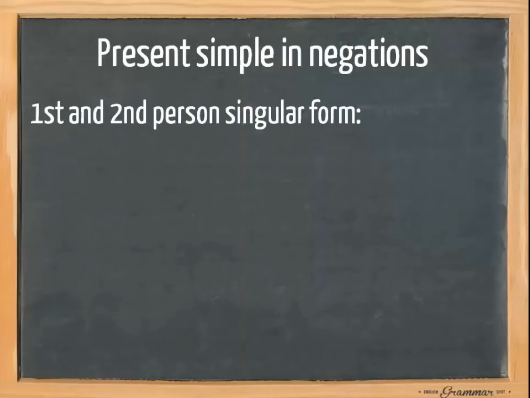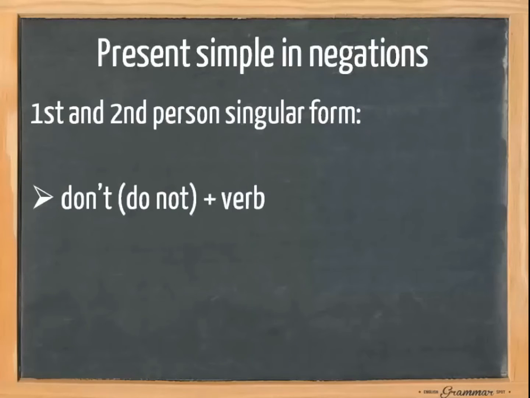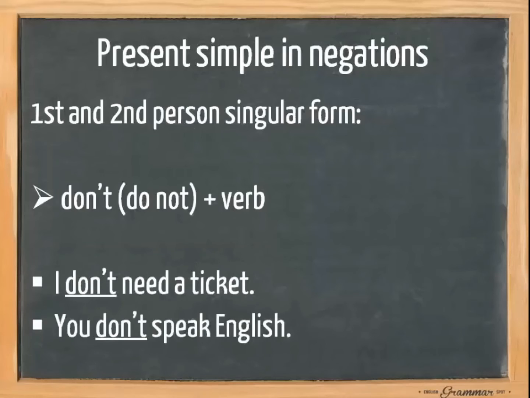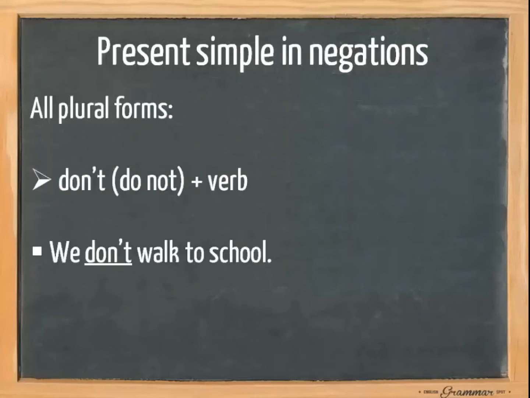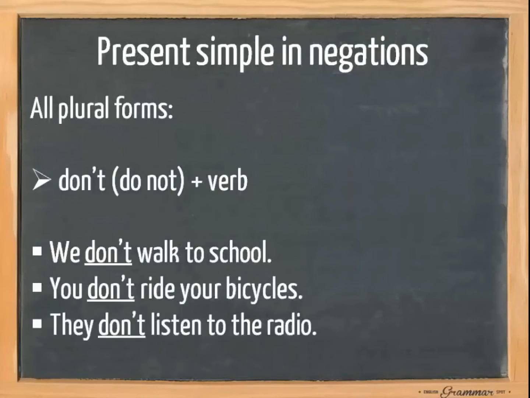For the first and second person singular form, we again use the auxiliary verb do, but we add not to it, so it becomes don't and the infinitive form of the verb. I don't need a ticket. You don't speak English. For all plural forms, we do the same. We don't walk to school. You don't ride your bicycles. They don't listen to the radio.